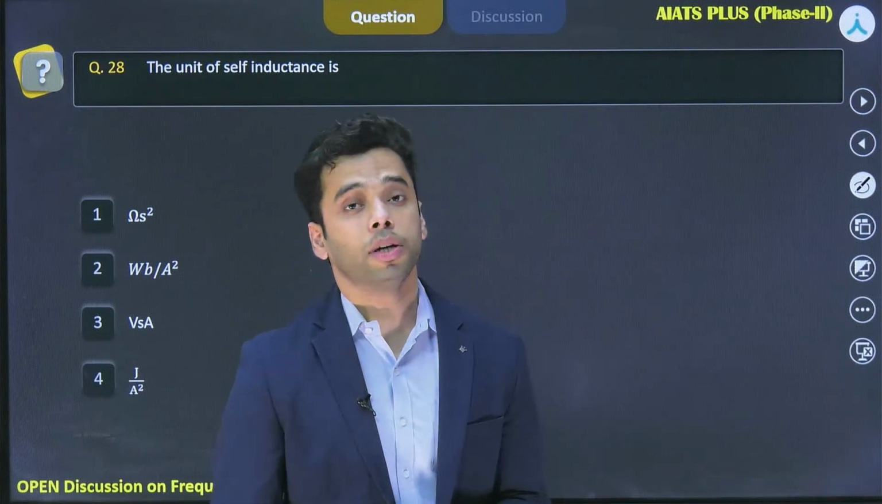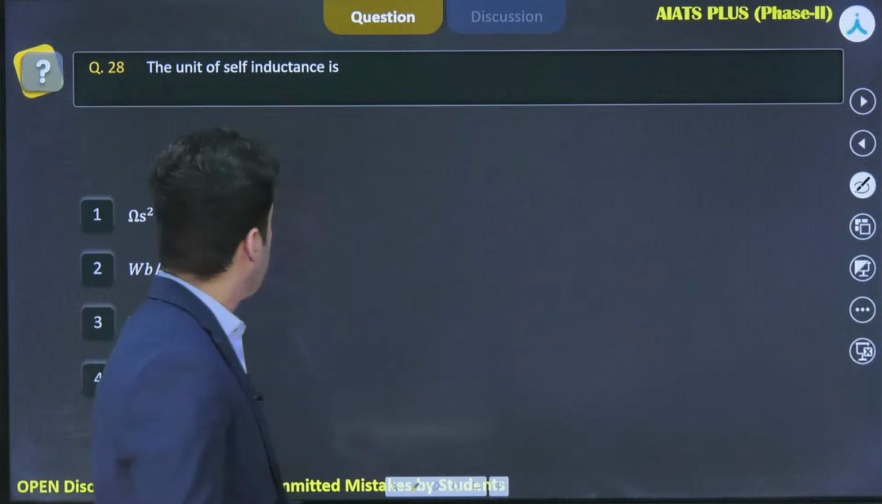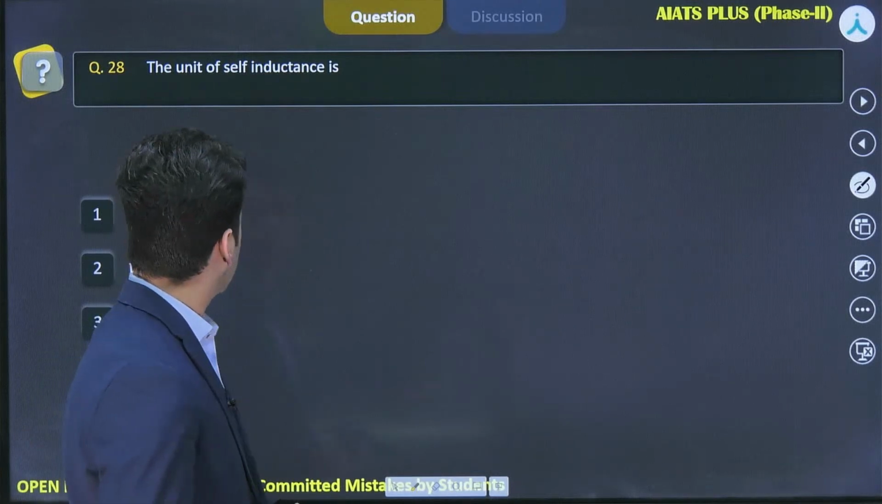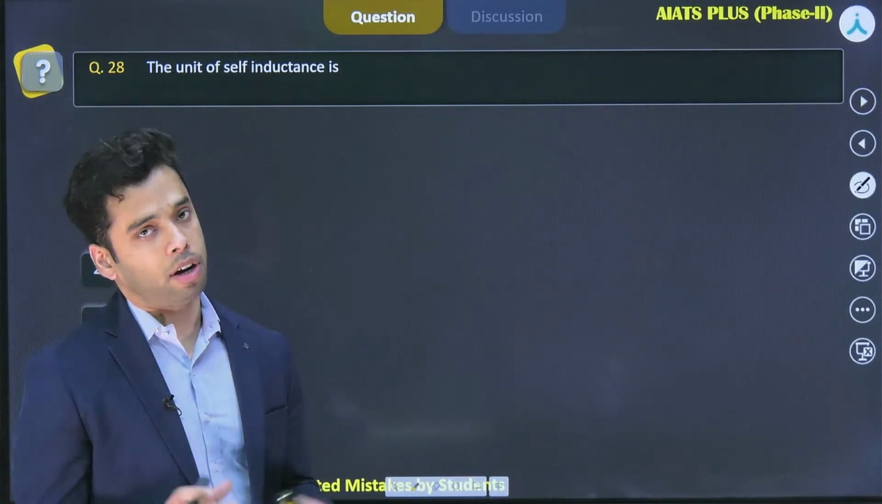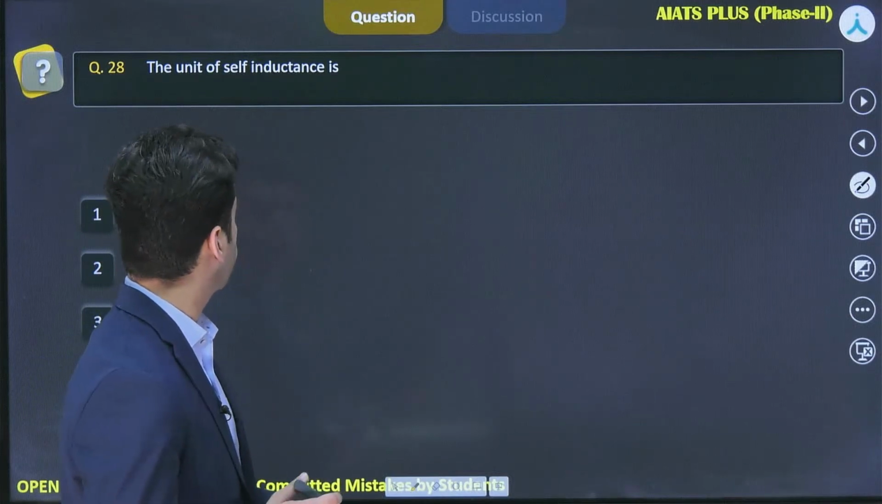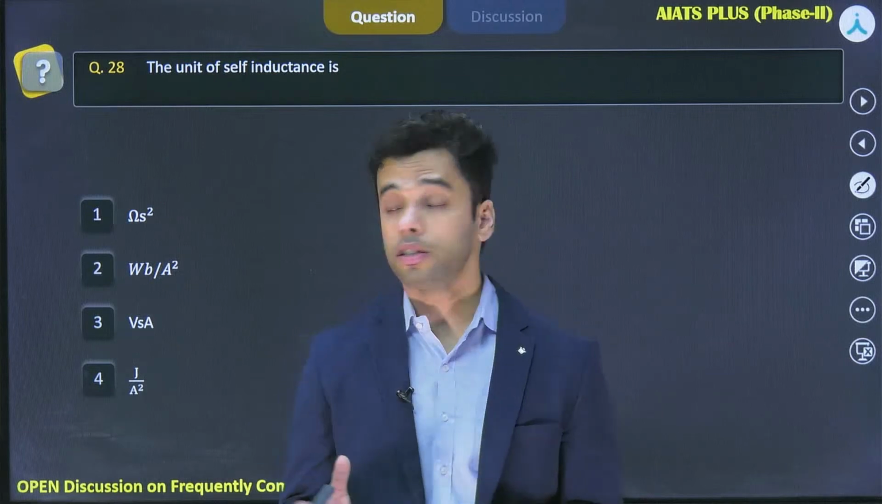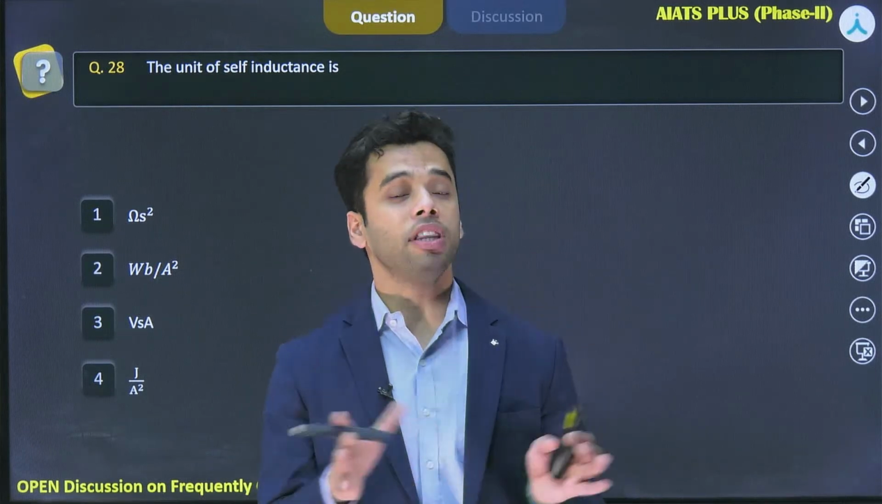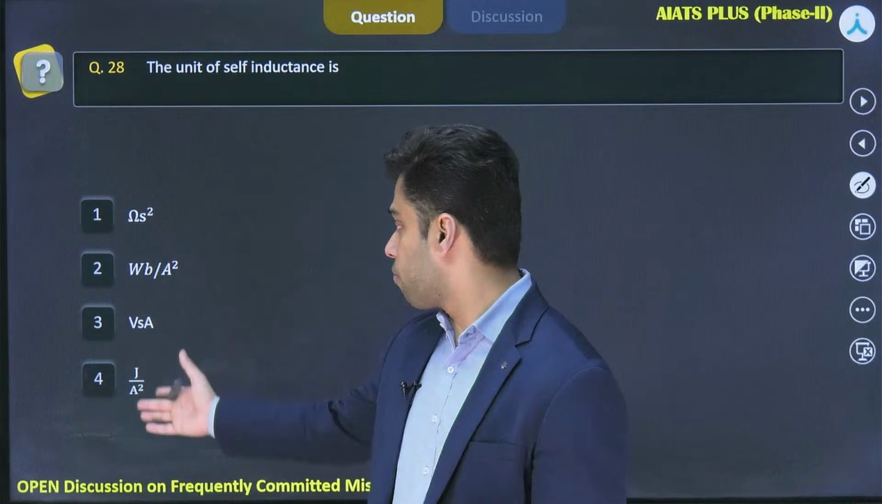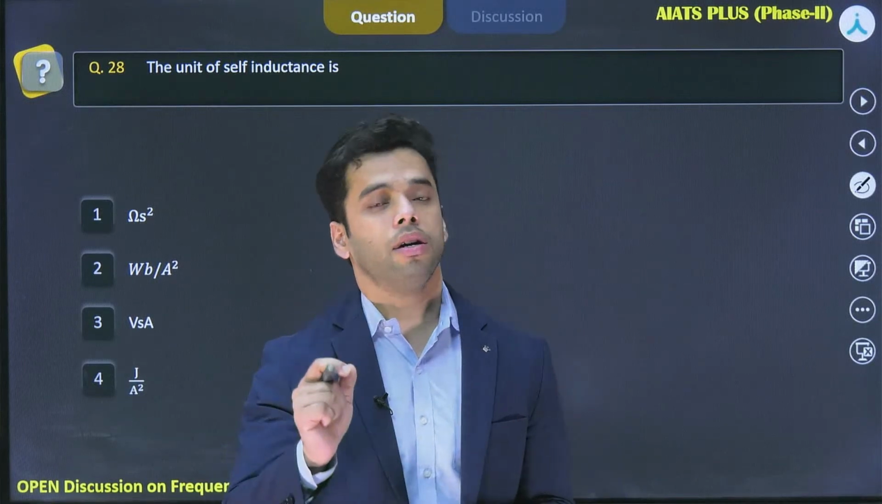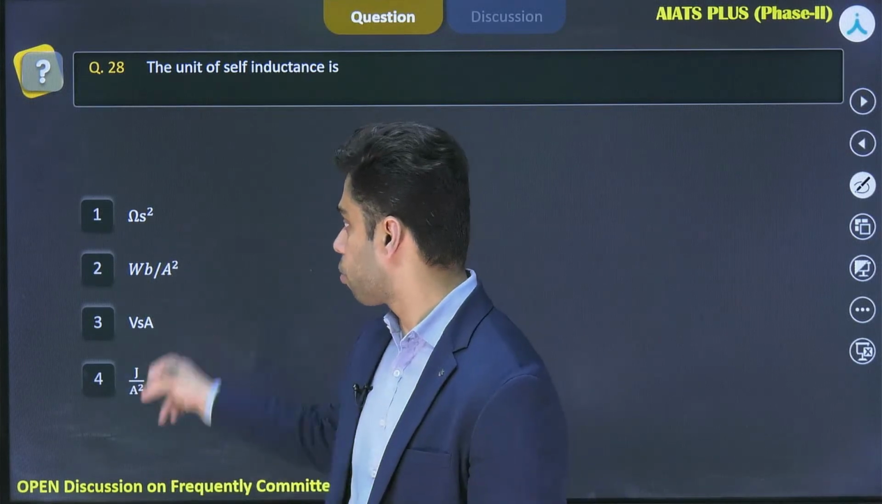is from the chapter of Electromagnetic Induction, and problem 28 of the original paper. It's a very short problem. It says that the unit of self-inductance is. So this time you need to find the unit of self-inductance, but not the SI unit. You have been given different units, and you need to pick the right unit of the self-inductance from these options.